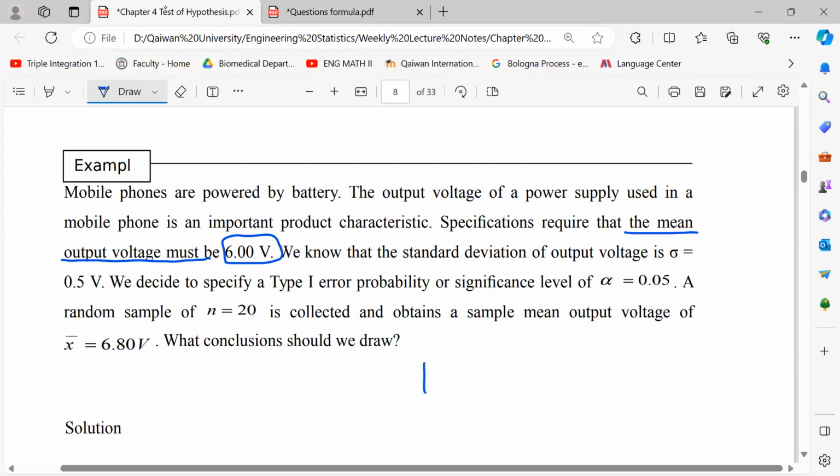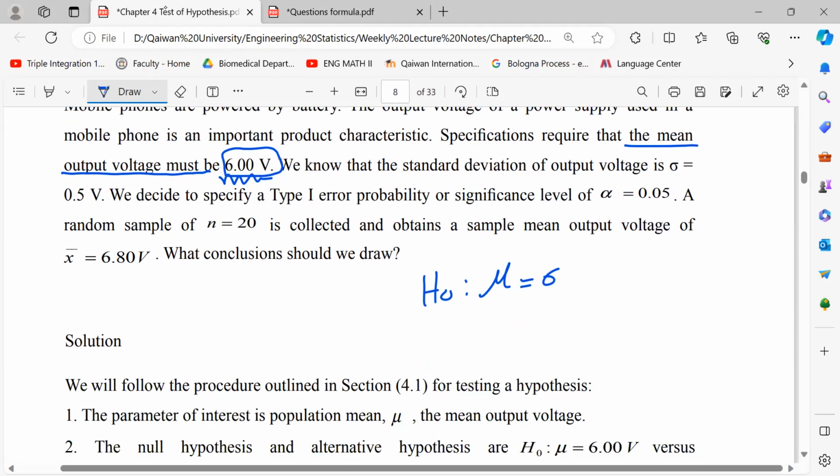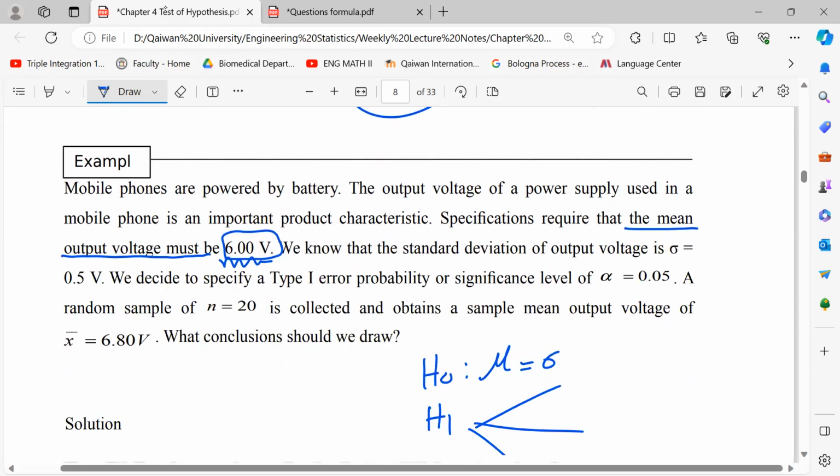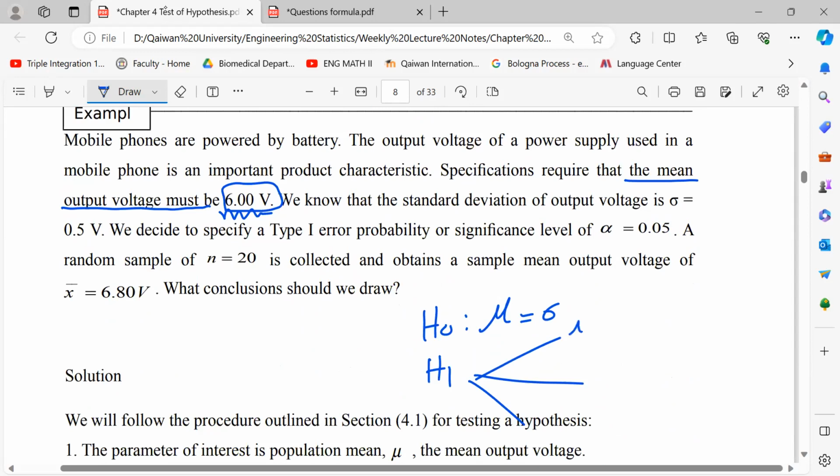Here, from this one, you could say that H0 is the case that mu equals mu naught. Mu naught is 6. For H1, we have three cases, as explained here in the table. The first case is mu doesn't equal mu naught, or mu is greater than mu naught, or mu is less than mu naught. We have these three cases for H1.